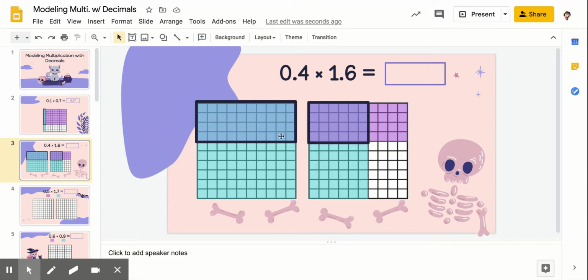This is finding 4/10 of 1.6. So I can count my squares, and that's going to be my answer. I had 10, 20, 30, 40, 44, 48, 52, 56, 60, 64. 64 squares are filled in, so that would be 64 hundredths as my answer. So 0.64.